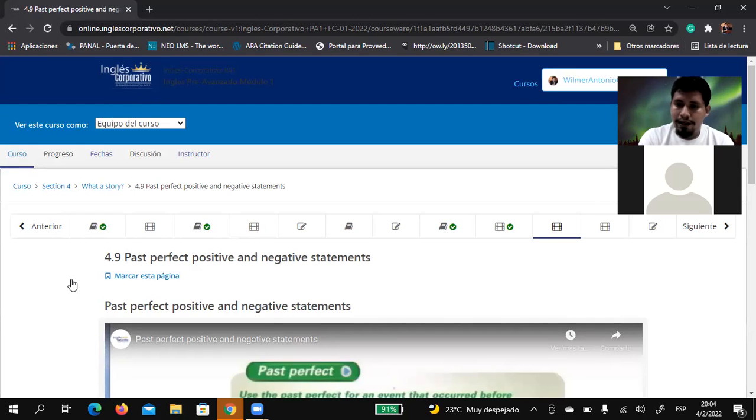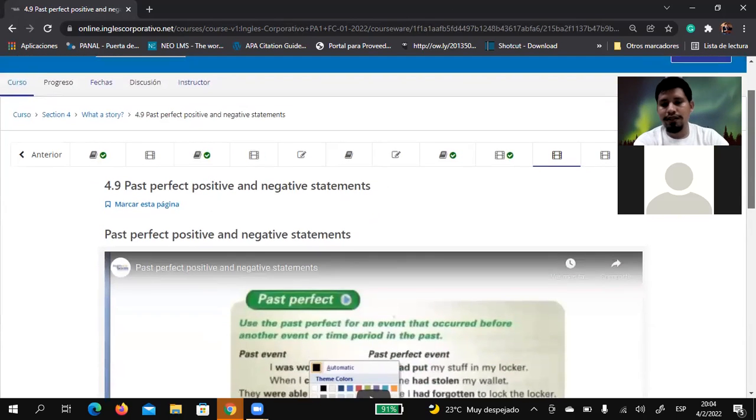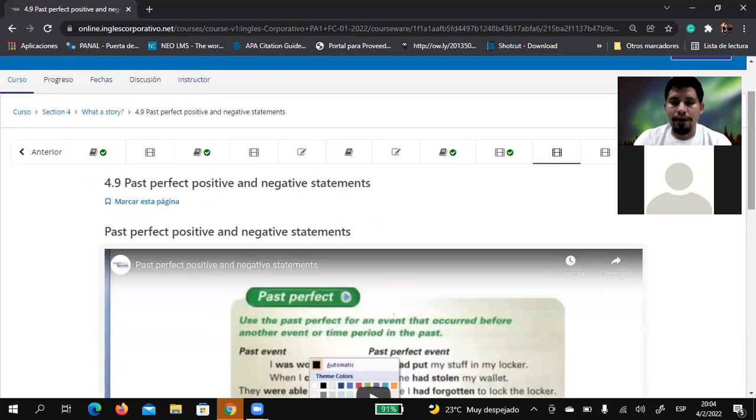So now, we are going to be watching some videos that are going to give us a review of the way that we can construct that kind of statements. In the video, we're going to watch the structure of how we have to write it down, if we needed to create a sentence.